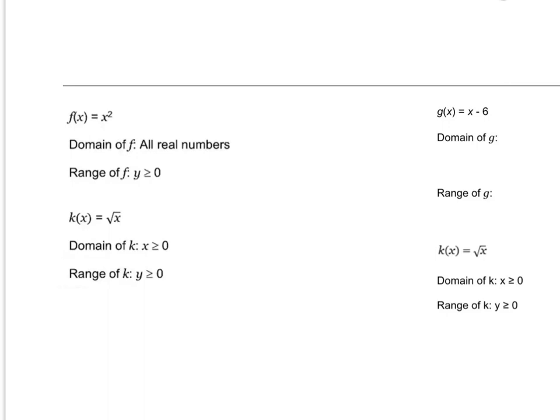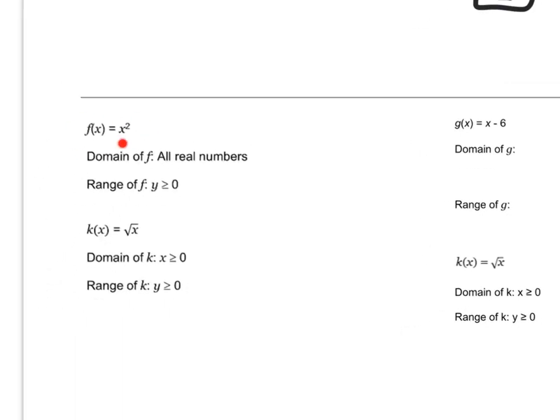On this, we have these two functions, f of x is equal to x squared, and k of x is equal to the square root of x, okay? The function f of x equals x squared, the domain of f is all real numbers, and the range is positive y values. If we take a look at the graph real quick, I can plug in negative x values, I can plug in positive x values, and it'll give me y values, but I will not get negative y values out of this graph, okay?